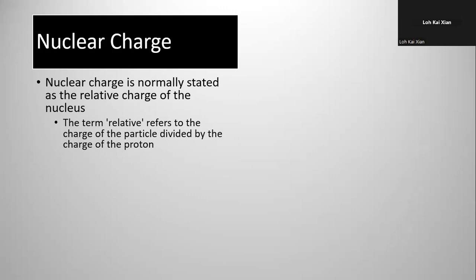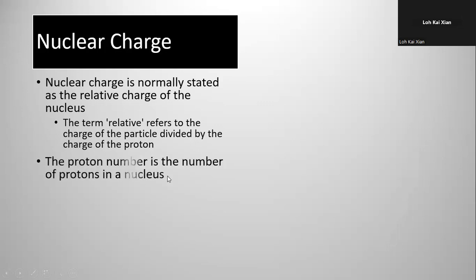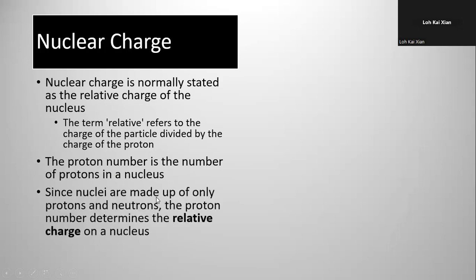Nuclear charge is usually stated as a relative charge of the nucleus. The term relative refers to the charge of the particle divided by the charge of a proton. Proton number is the number of protons in the nucleus. Since nuclei are made up of only protons and neutrons, the proton number determines the relative charge on the nucleus.